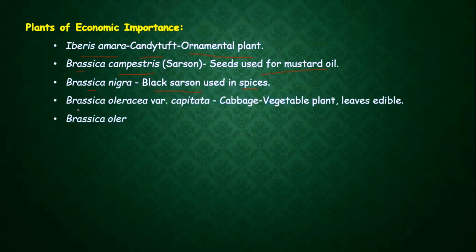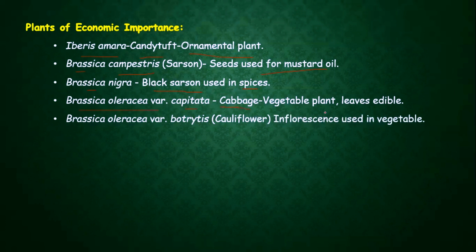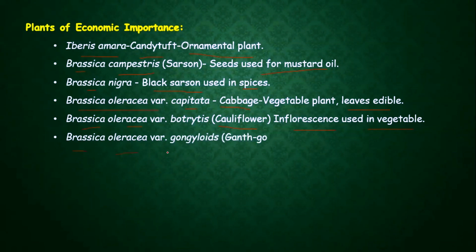And Brassica oleracea var. capitata is commonly called cabbage. So you all know about cabbage. Cabbage is used as a vegetable. Leaves are edible. And Brassica oleracea var. botrytis is commonly called cauliflower. Inflorescence is used as a vegetable. Then Brassica oleracea var. gongylodes, knol-khol, the swollen nodes are eaten.